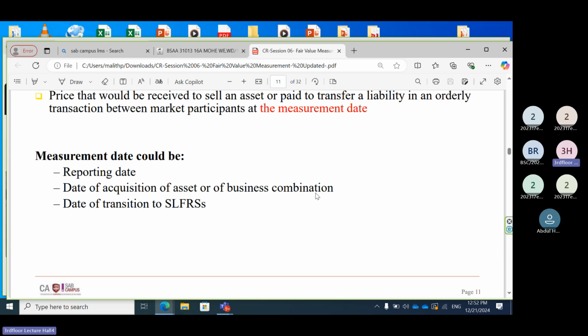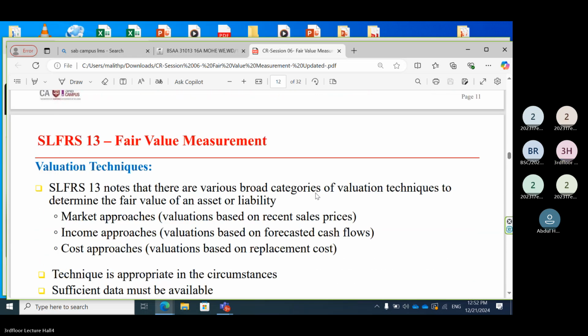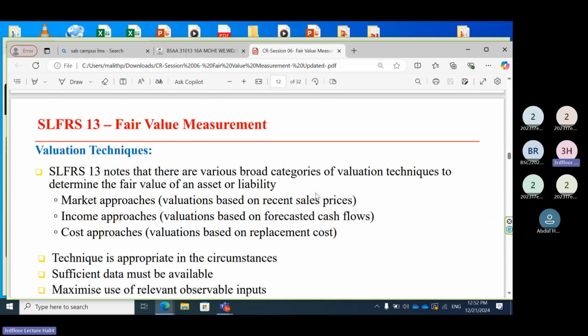So that's about the definition. If you have any concerns, you can ask, right? Now we are going to the measurement basis. How are we going to measure this? That's the critical part.